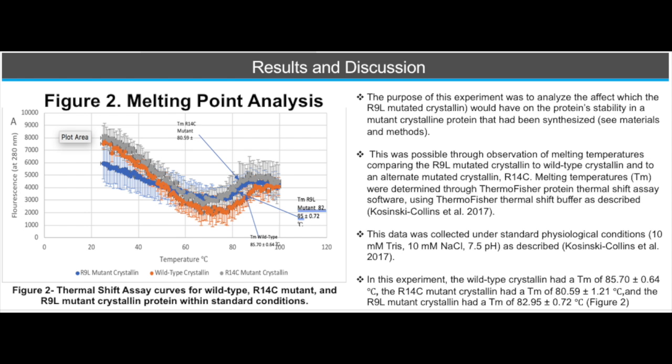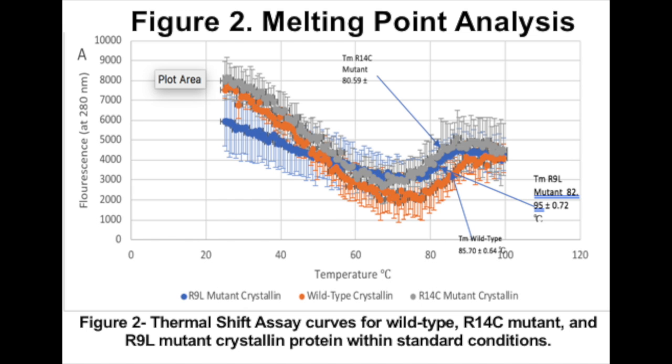Now that we are clear on how the experiment had happened, I will spend some time analyzing the experimental results as indicated in this section. Here you see Figure 2, titled Melting Point Analysis, which displays the results from a thermal shift assay for wild-type, R14C and R9L mutant crystalline. The thermal protein shift assay had been done under standard physiological conditions, which are 10 mmol Tris, 10 mmol NaCl, and pH 7.5. This includes error bars to express standard deviations and melting temperature Tm to express protein unfolding.